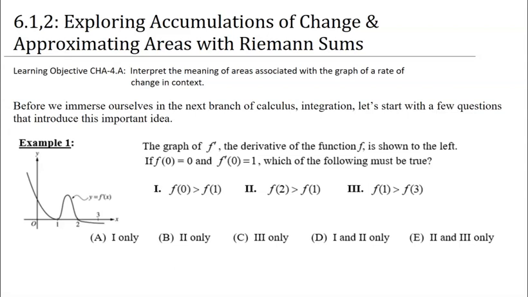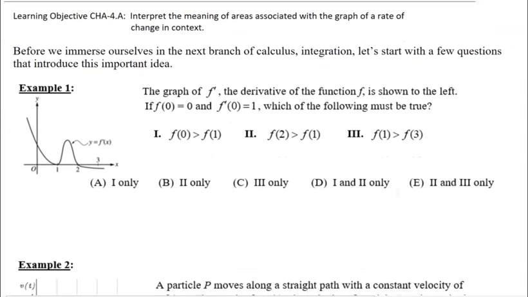Okay, so 6.1, actually I'm kind of putting 6.1 and 6.2 together here. So 6.1 is just the idea of looking at accumulations of rates of change and what we can conclude from that. And then we are going to look at how to approximate values of those accumulations. Okay, so let's look at a couple examples here.